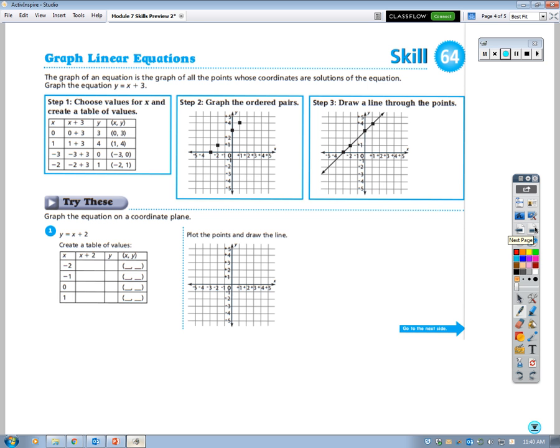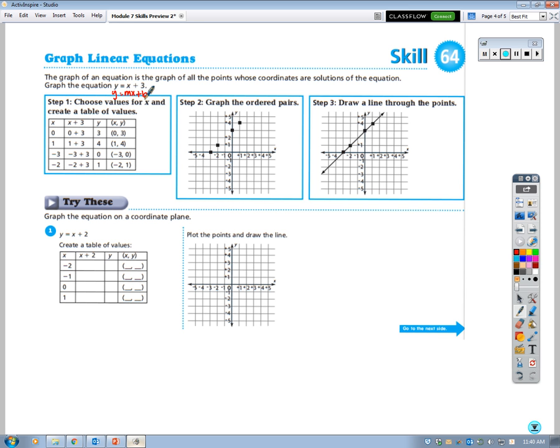Okay, moving on to our last skill, which is skill 64, and we are graphing linear equations. So what we're looking at here is we are graphing a linear equation when all the points are coordinates of the solution to an equation. So if you have an equation, which we have done, y equals mx plus b is this one right here, right? You thought you were done with slope.